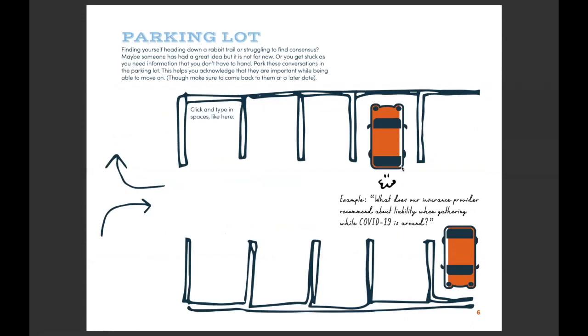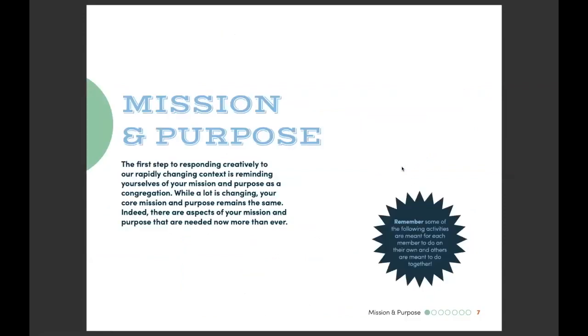Then we give you a parking lot because inevitably in these conversations, there are going to be places where it's easy to get bogged down. And we say, use the parking lot, just park whatever's coming up, and say, let's come back to this or let's have another meeting. So we give you a little parking lot to use. And then the first real section is mission and purpose.